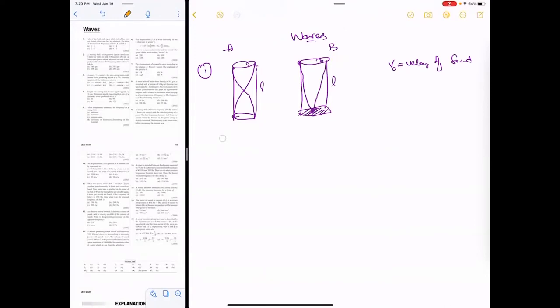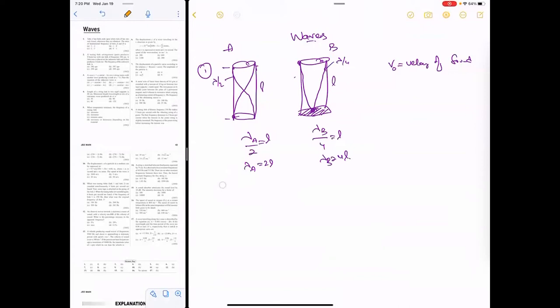Here this length is how much? You see the wave, lambda by 2. So in the first case, lambda of A by 2 is equal to L. And here lambda of B by 4 is equal to L. This part is lambda by 4, this part is lambda by 2. So lambda of A is 2L, lambda of B is 4L.